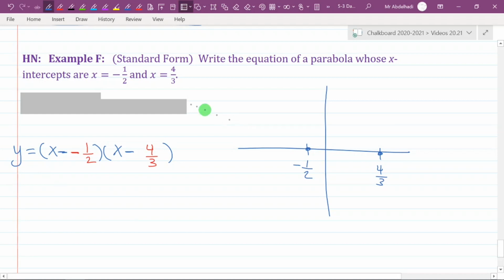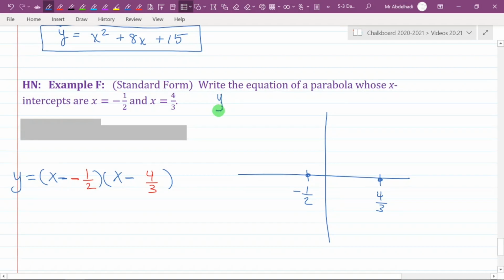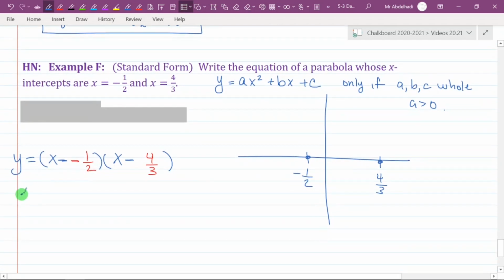But in standard form, okay, standard form of a quadratic, if you learned this in Algebra 1, is y equals ax squared plus bx plus c, only if a, b, and c are whole numbers, no fractions, and a is positive. So this is going to have some fractions in it. We're going to have to deal with the fractions. So this becomes y equals this, because the double negative here becomes a positive. And now you're going to FOIL.